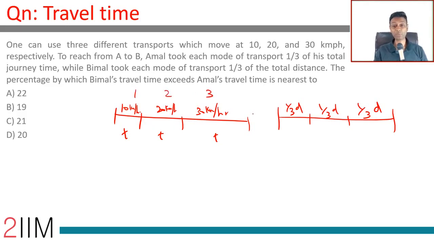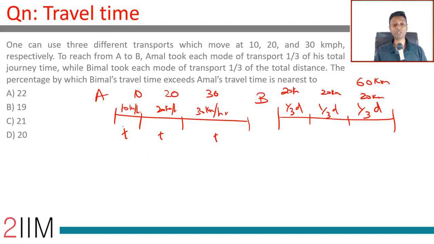The percentage by which Bimal's travel time exceeds Amal's travel time. Let's make life simple. If the distance is a multiple of 6 and 3, life is simple. So I'm going to assume the total distance is 60 kilometers. Amal travels 10, 20, 30 kilometers, and Bimal travels 20 kilometers, 20 kilometers, 20 kilometers.